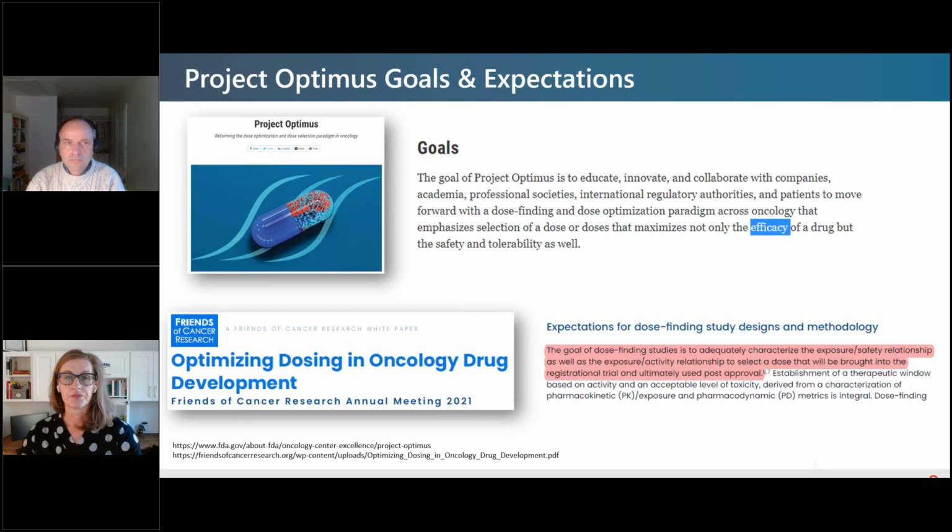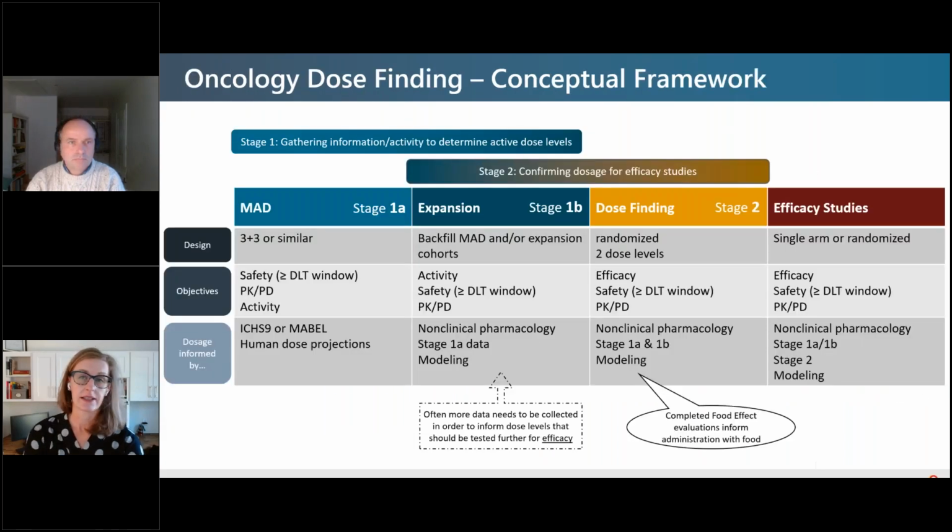So when would we collect this data? I presented this finding of a conceptual framework in May at the FDA ASCO Project Optimus workshop. And after months of working with clients in the field, I still stand by the premise that dose optimization occurs in two stages that can often blur.